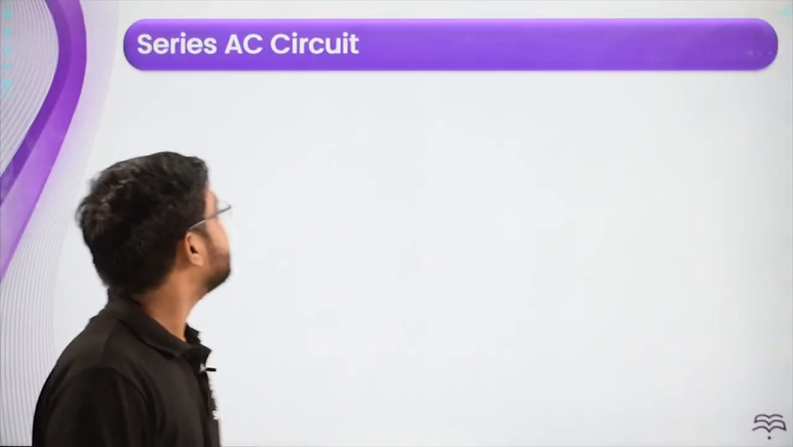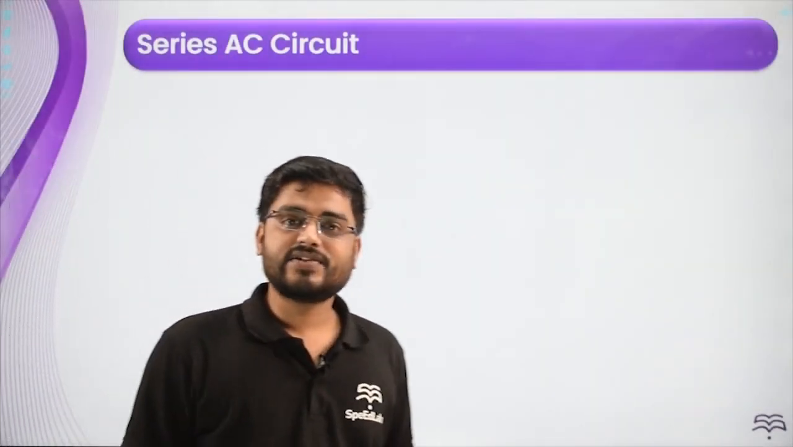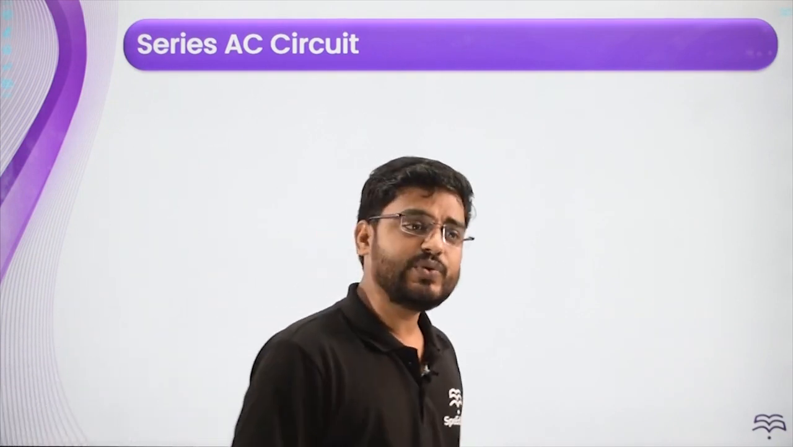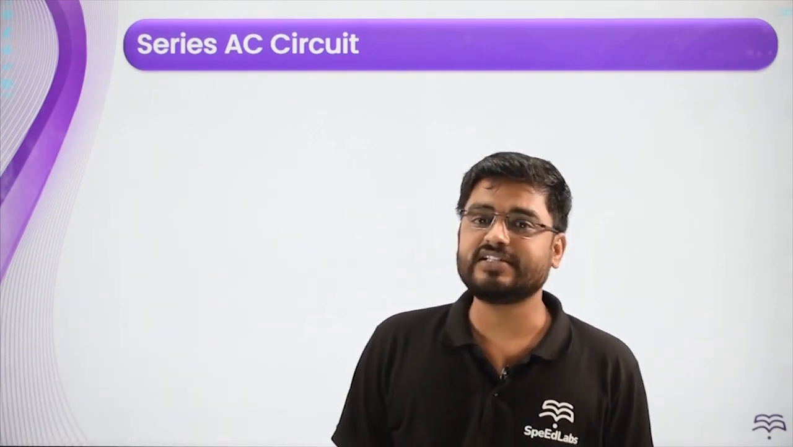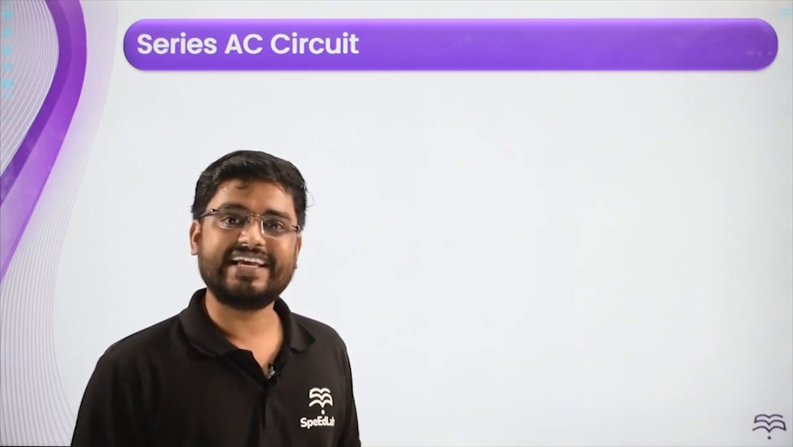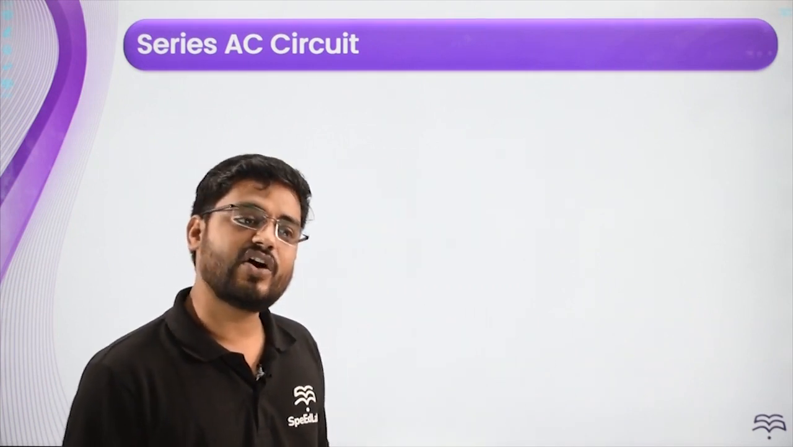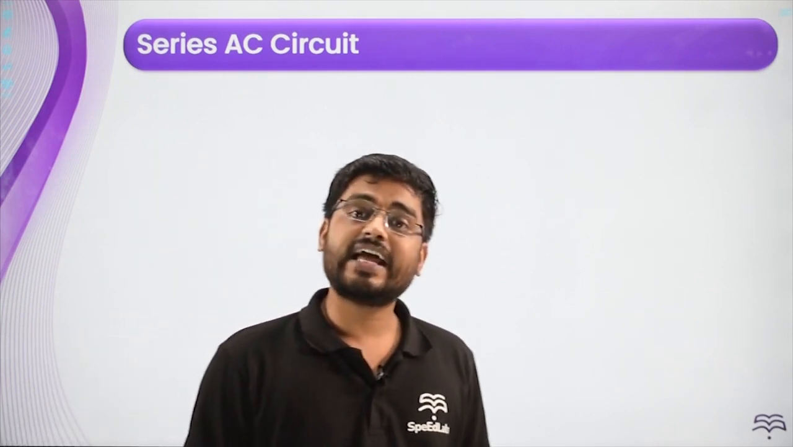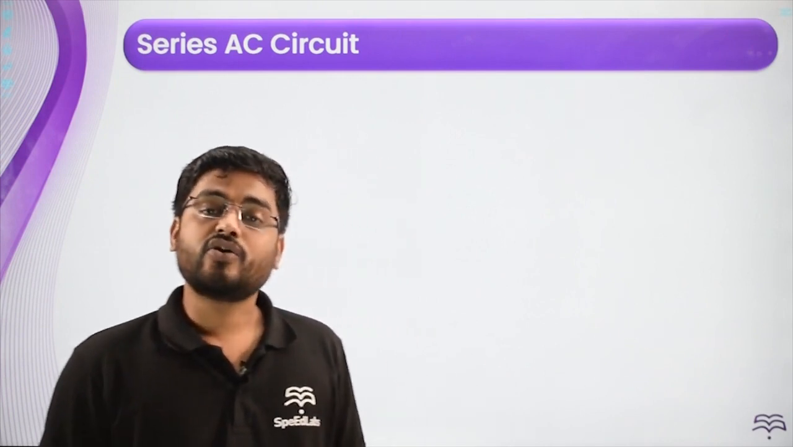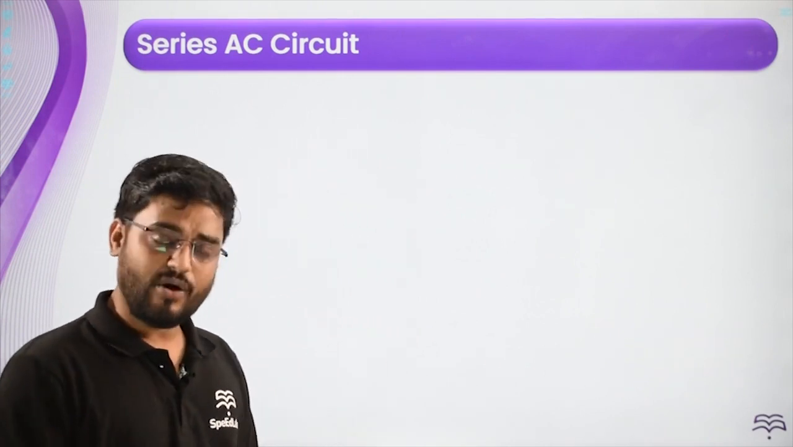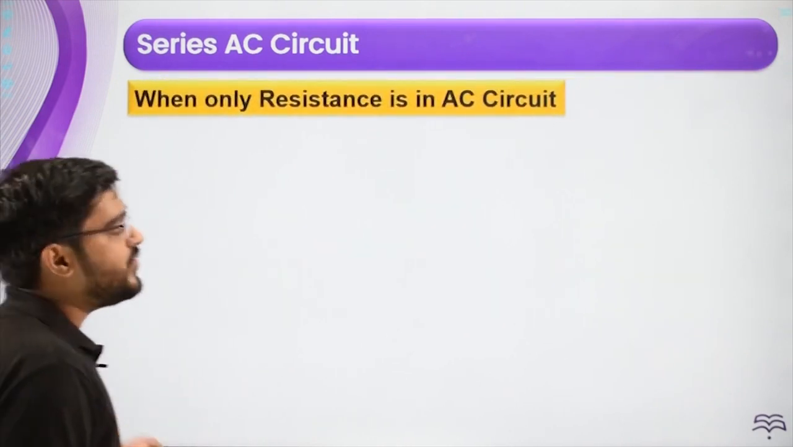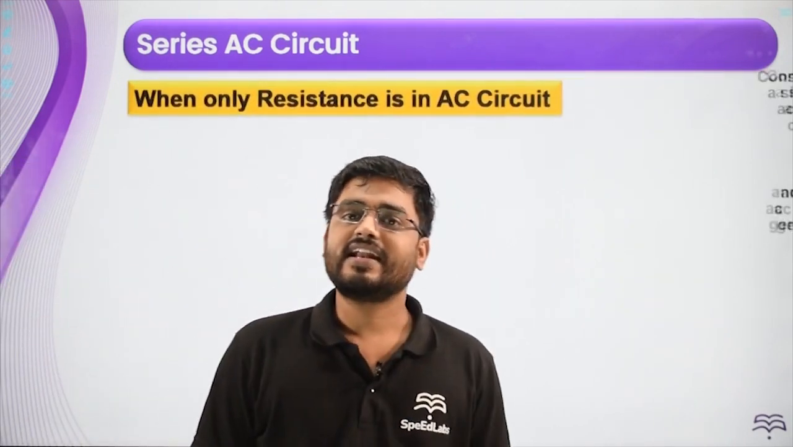Now let us discuss series AC circuit. So what is series AC circuit? We are going to apply an AC voltage, okay? It's the voltage which is basically AC or sine varying voltage across an electrical component. That component can be a resistor, it can be an inductor, it can be a capacitor, or it can be a combination of all three, right? Or a combination of two of them. So let us start with the first, and that is when only resistance is connected in an AC circuit.